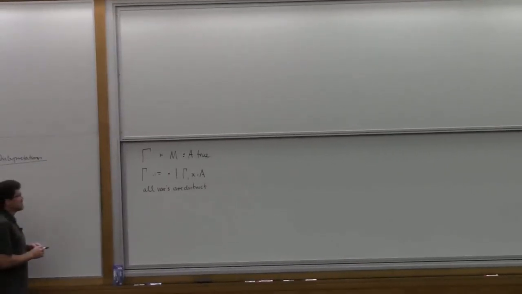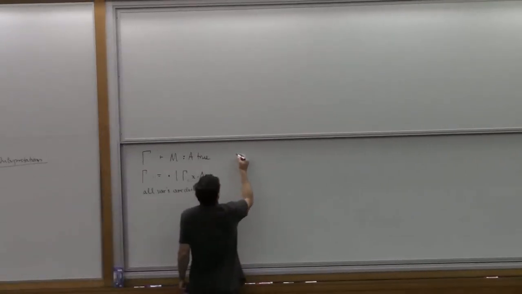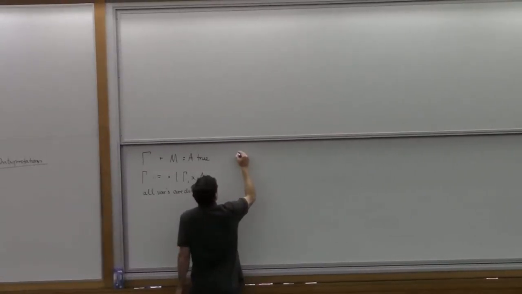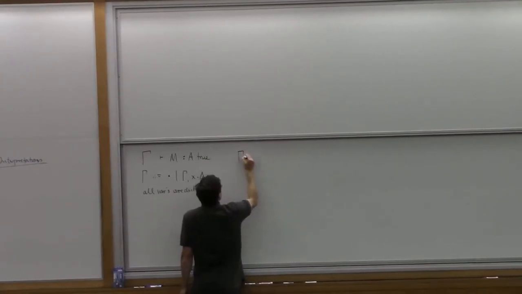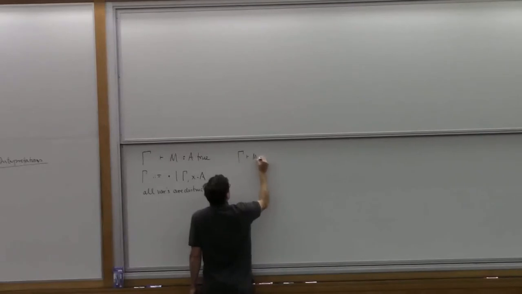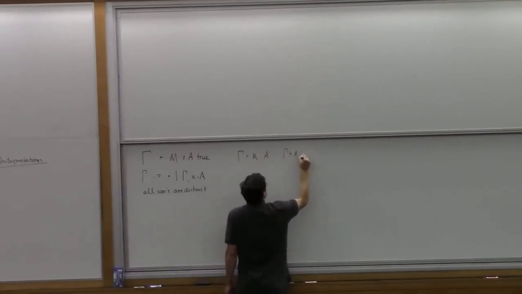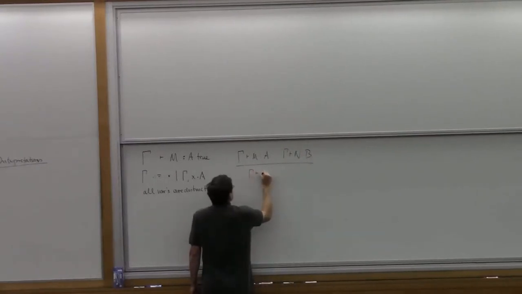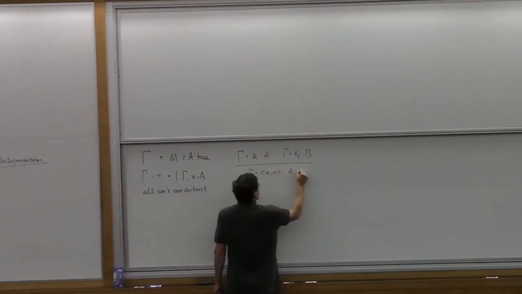Okay. So with that notation in mind, we can go back and just rewrite what we had before. Okay. So we had conjunction introduction, which is something like, if I write it with a context, it would be this. If I have Γ ⊢ M : A, and I have Γ ⊢ N : B, then the pair ⟨M, N⟩ is a proof of A ∧ B.